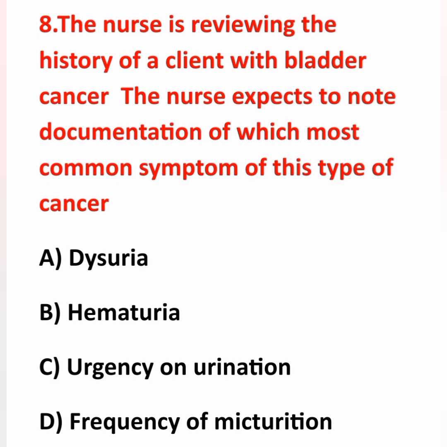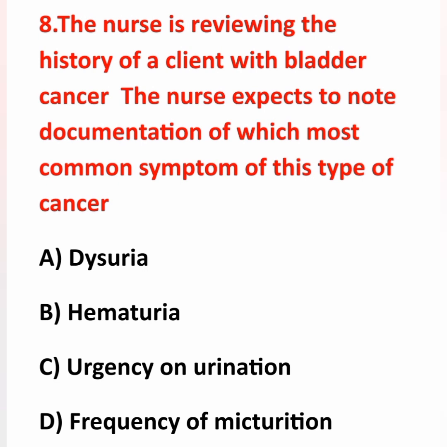Here the patient's diagnosis is bladder cancer, and the nurse is reviewing the history of the patient. What is the most common symptom she should document in the record? That is the question. So here we have to know the signs and symptoms of bladder cancer, then we can answer the question easily. The most common symptom of a client with cancer of the bladder is hematuria. So option B will be the correct answer.